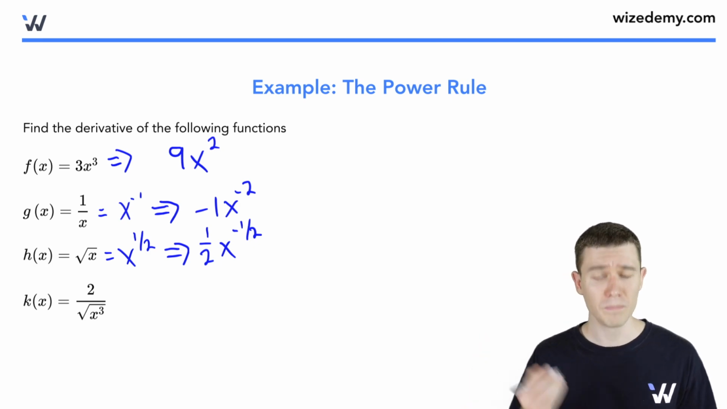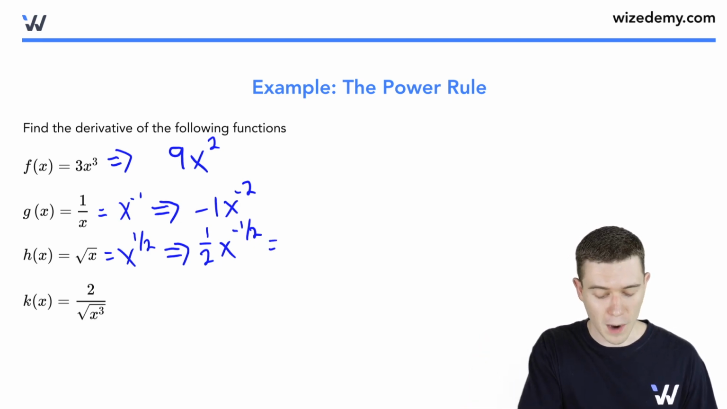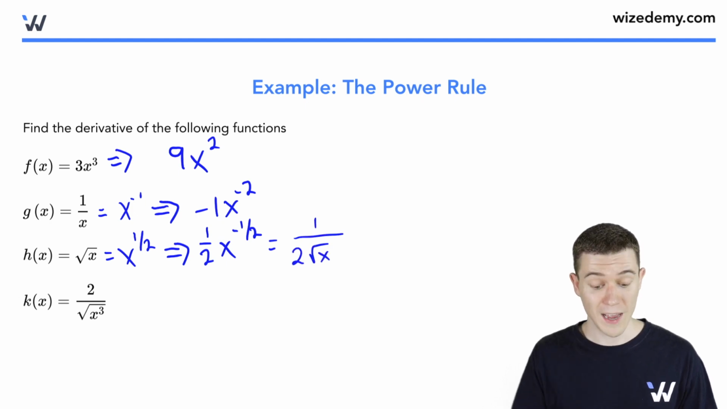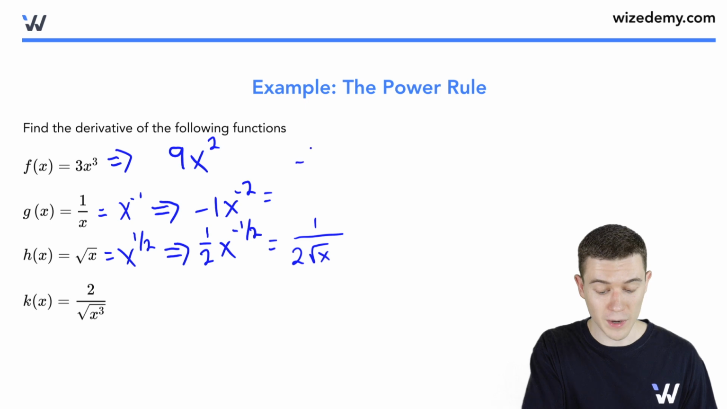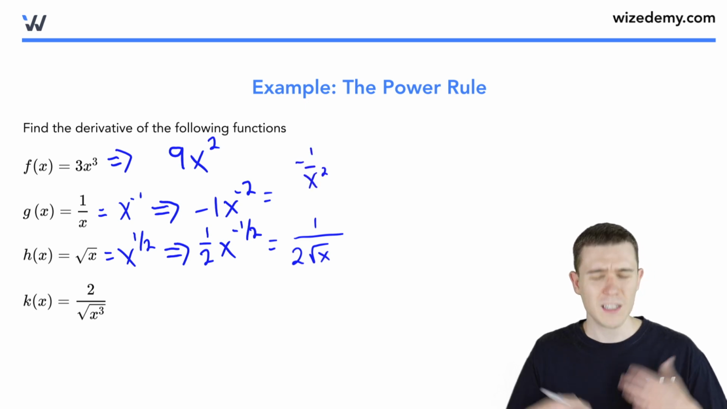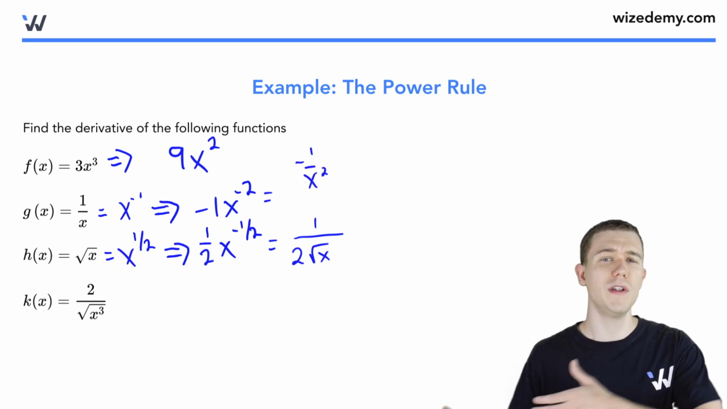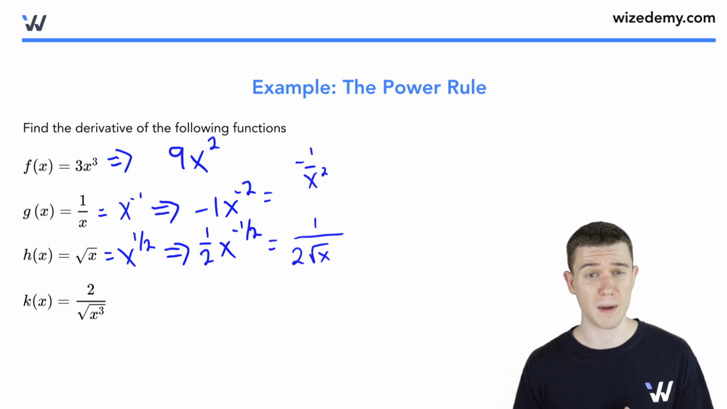There's the derivative. If you like, you could rewrite this using properties of fractions and exponents as 1 over 2 root x, as well as rewriting the previous one as negative 1 over x squared. Depending on the situation, you might want to rewrite the derivative as the original problem looks.